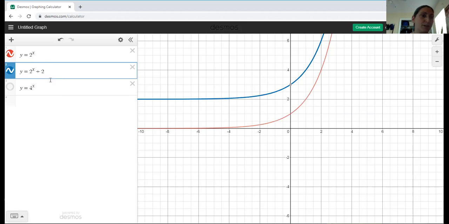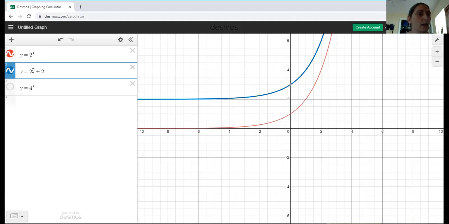Okay, plus 2 shifts it up, and we can talk a little bit here about how this line approaches 0. 0 is a horizontal asymptote of this graph. So this is also, because it's shifted the whole graph up 2, it's got a horizontal asymptote of 2. So while we can't say that that's the y-intercept, we can say, oh, that right there, that's the horizontal asymptote. Whenever you need to find that, you can look at the end of the function.